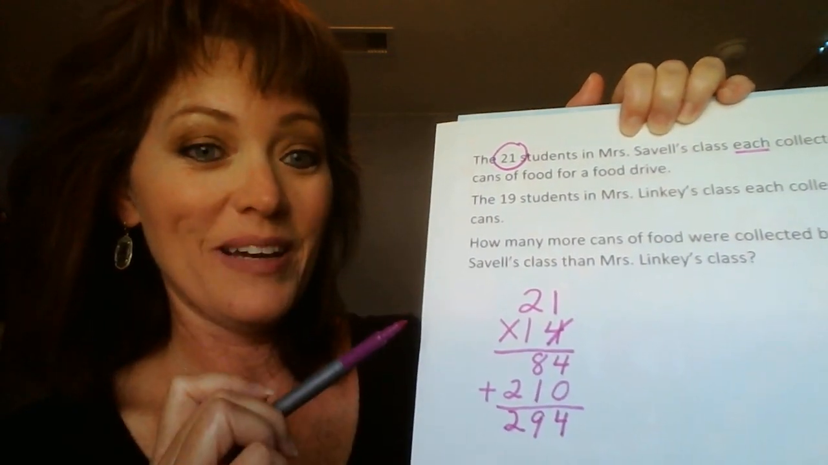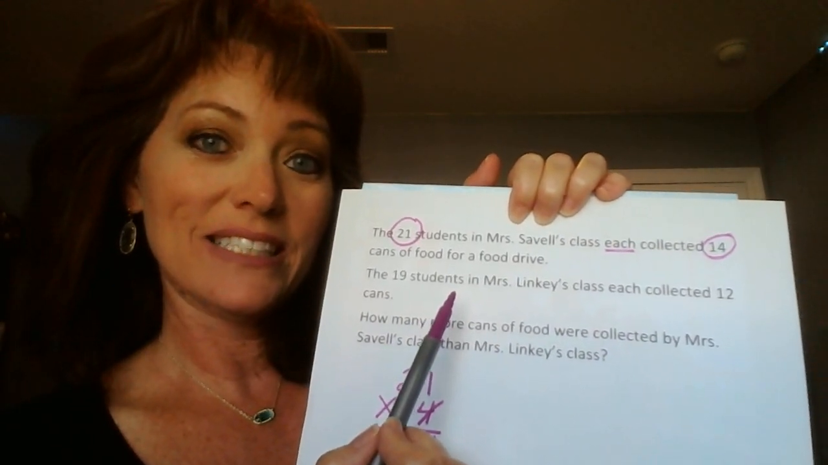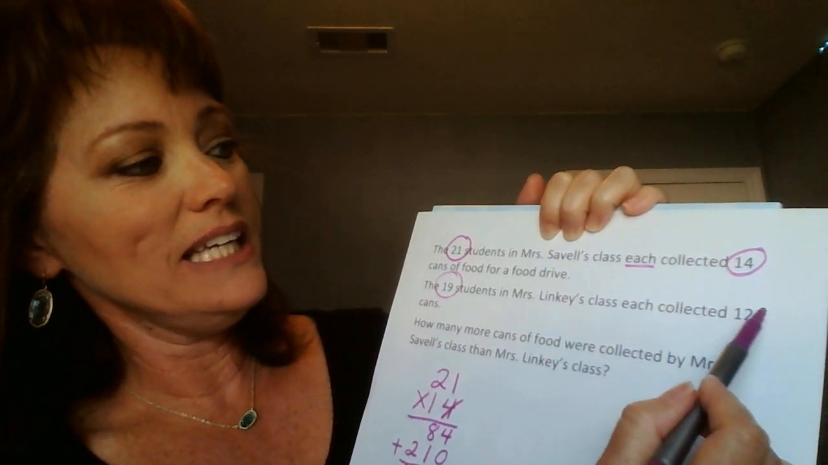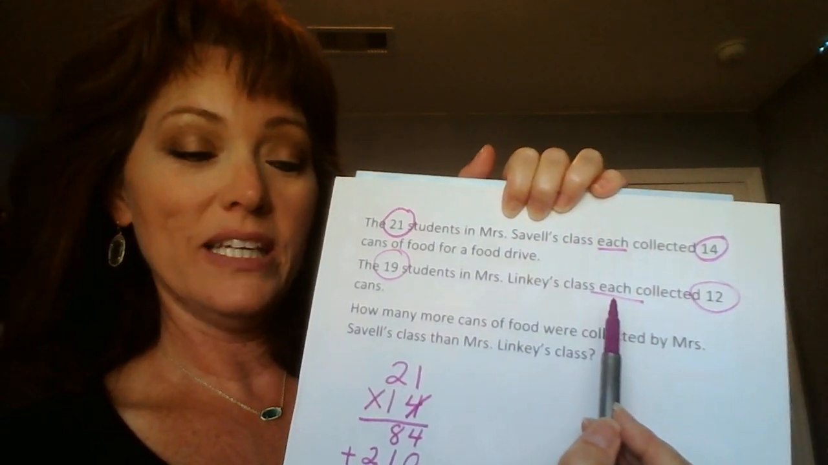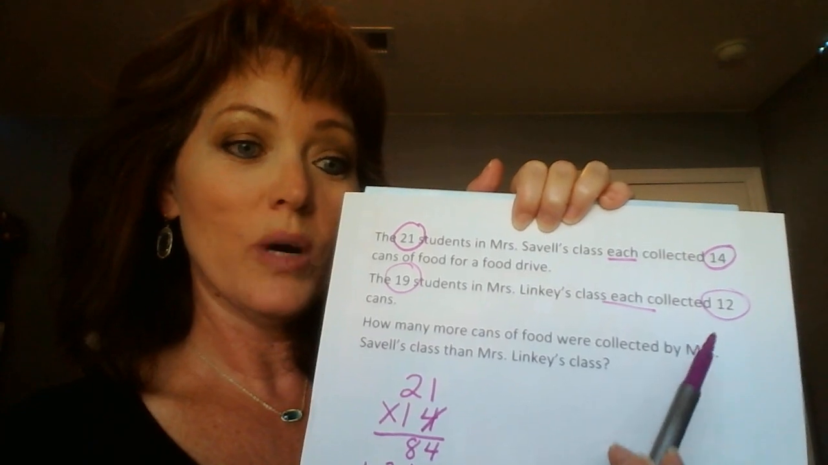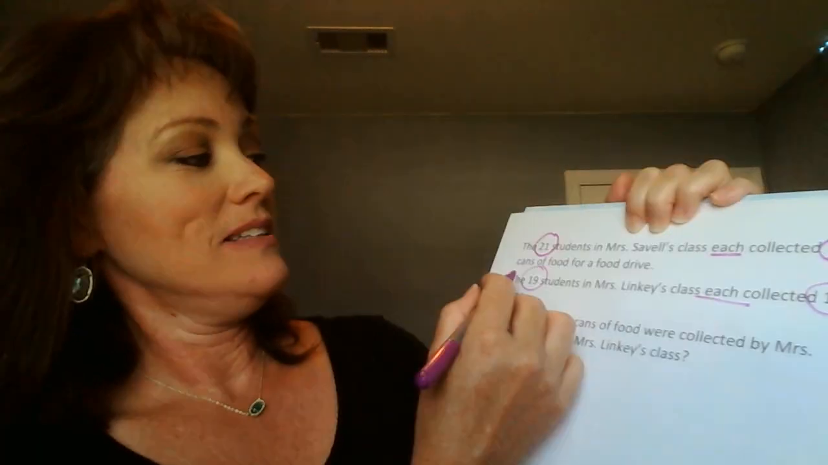That's the first step. Now we have to find out how many total cans Mrs. Linky's class collected. There are 19 students and they each collected 12. Remember, that's important, that word each. We picture all of the 19 students holding 12 cans. We're going to be multiplying again.